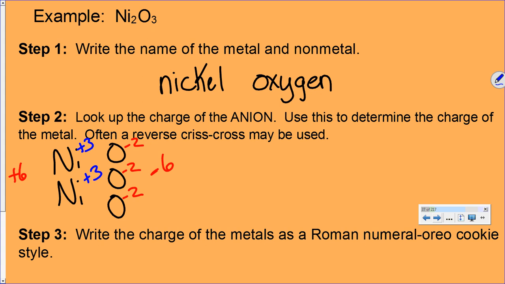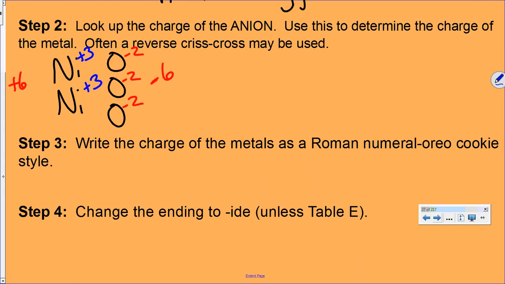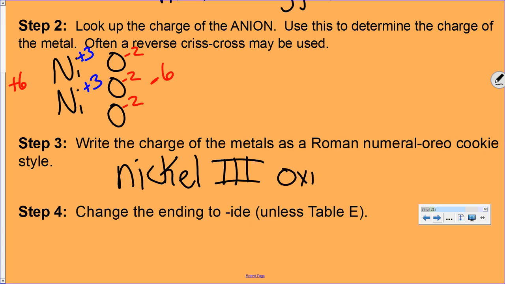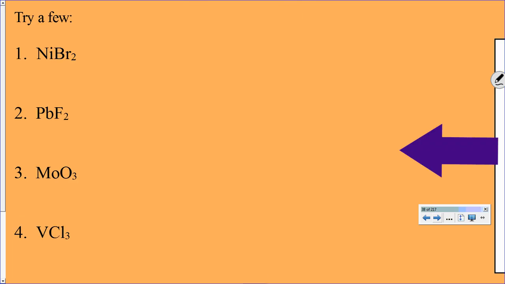So now I can go ahead and assign my Roman numeral for nickel's oxidation state. So this is going to be nickel(III) oxide. And I'm changing that ending to -ide, as it tells me to do in step 4. Just one more note on this.